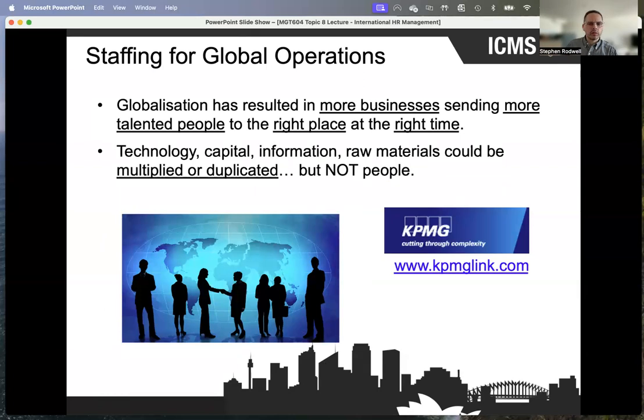Technology, capital, information, raw materials could be multiplied or duplicated, but not people. And that's the thing. We can say, okay, we've got this here. This is what works here. Something quite similar should work over there. Let's just do the same. And that's quite easy when it comes to resources. Not easy, but not that hard.